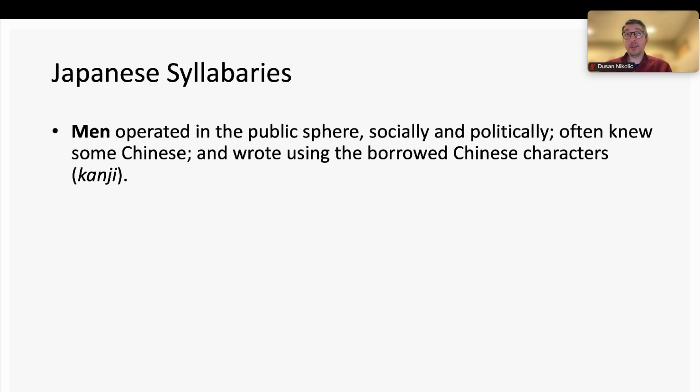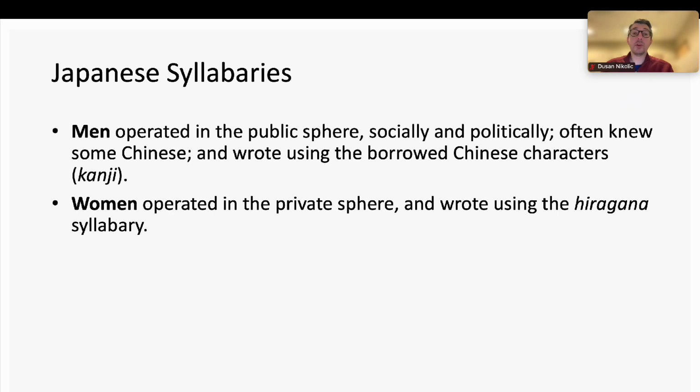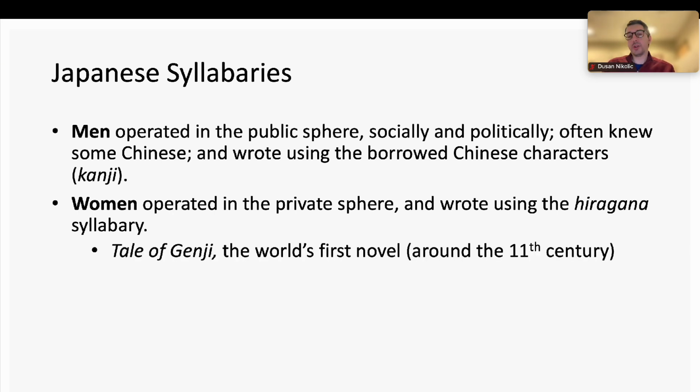Men operated in the past in the public sphere, socially and politically, often knew some Chinese, and wrote using the borrowed Chinese characters, kanji. Women operated using the hiragana syllabary. And Tale of Genji, one of the world's first novels, one of the greatest novels in history, was written by a woman around the 11th century using hiragana, right?